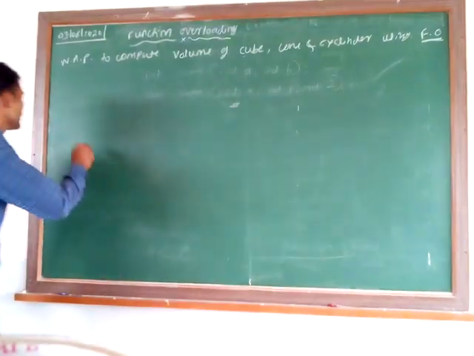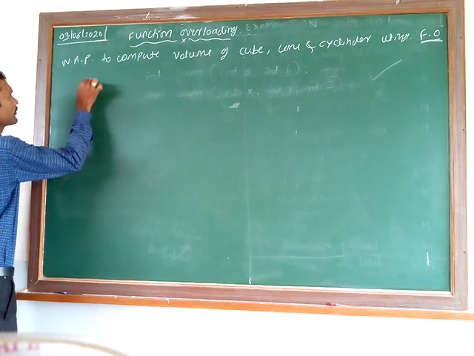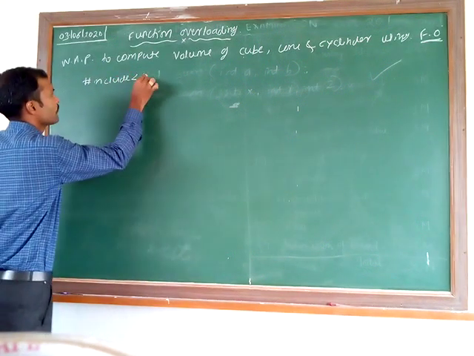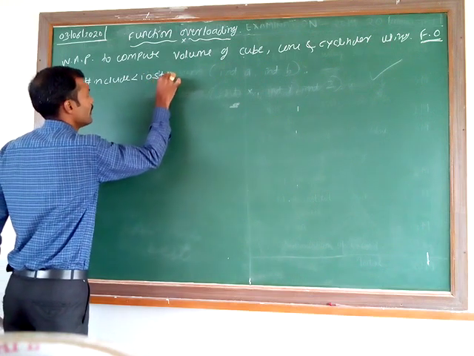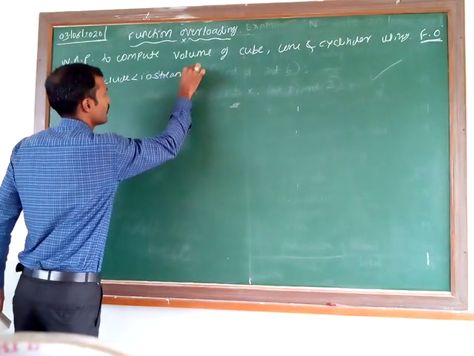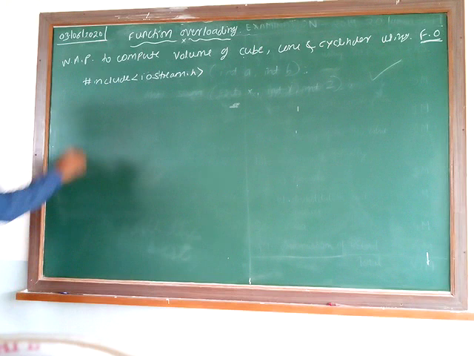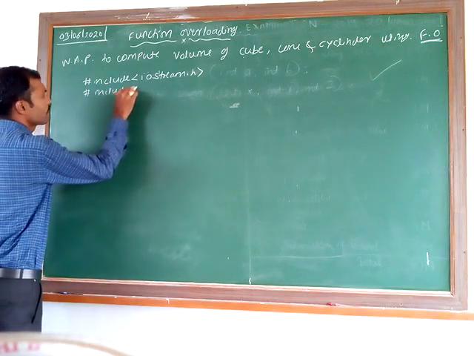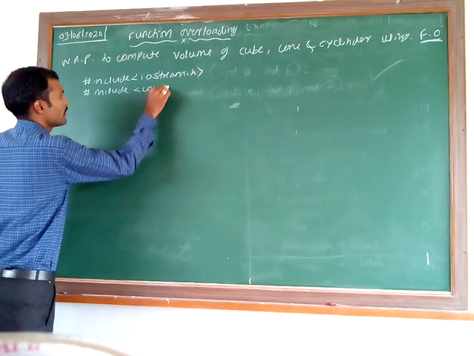So first of all, I will write the header files. You know the header file as #include <iostream.h>. Then the second one, #include <conio.h>.